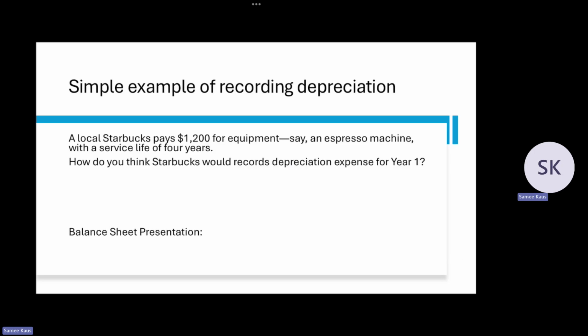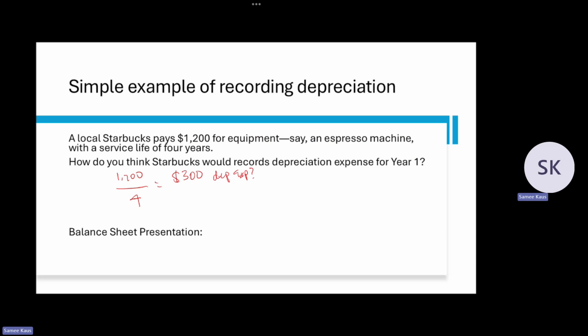So a really simple example of this is a local Starbucks pays $1,200 for equipment. Say they're buying an espresso machine with a service life of 4 years. So with what we've just talked about, how do you think Starbucks records depreciation expense for year 1? Okay, well, aren't I just trying to say it cost me $1,200 and I'm trying to allocate that over the time that I'm going to use it? So I guess I'll just divide by 4 and recognize $300 in depreciation expense. Yep, that's exactly what you do.